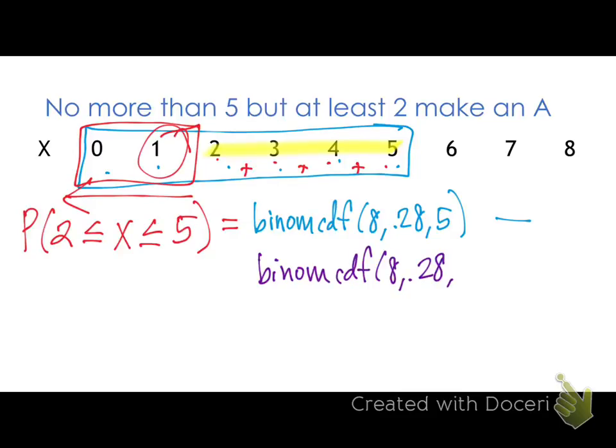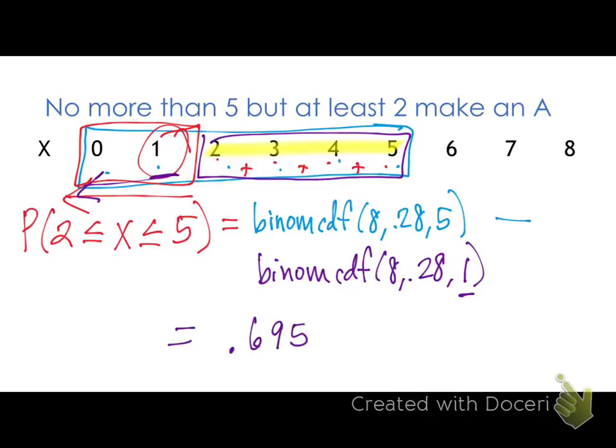(8, 0.28, 1). The reason why I put 1 here is because I don't want to include 1. I want to subtract 1 and everything below it. So then that leaves me with 2, 3, 4, and 5. So once you plug that in your calculator, you should get 0.6953. So you can try that.